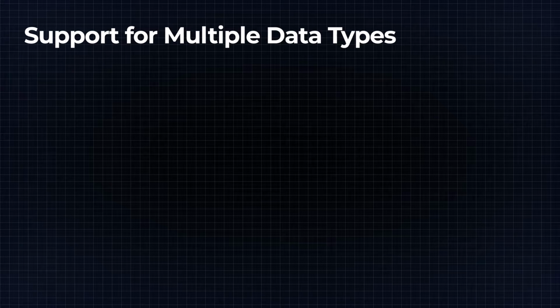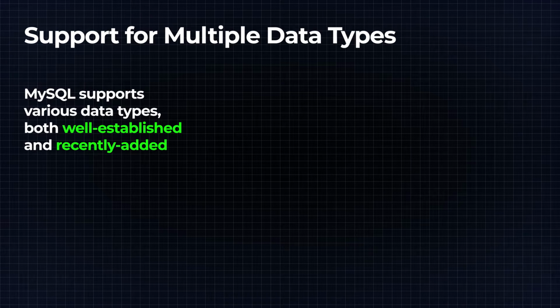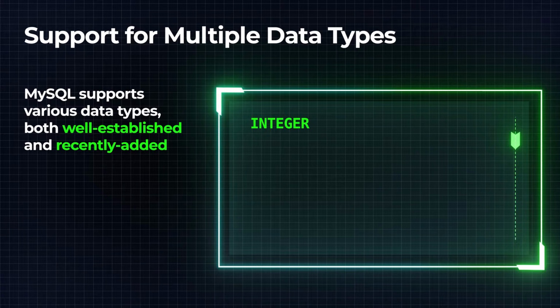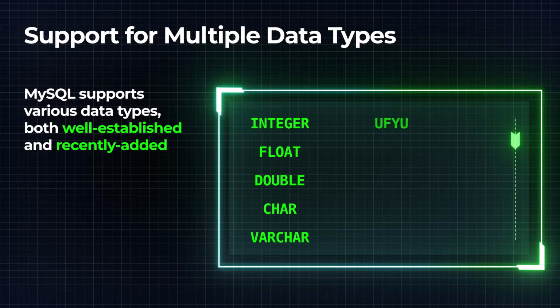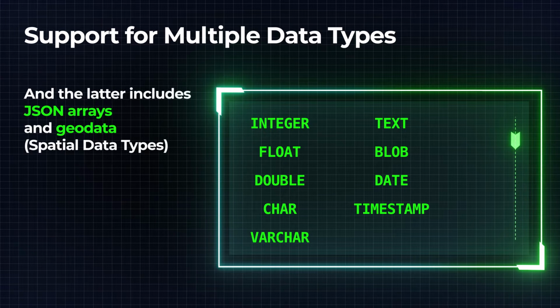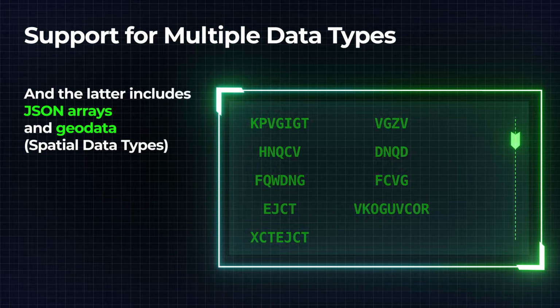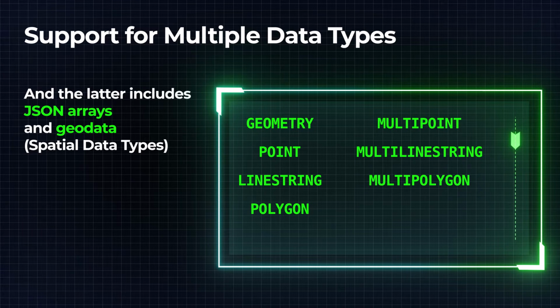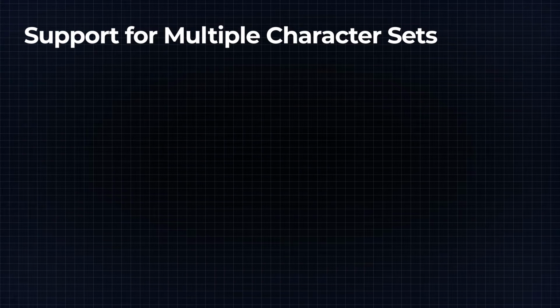Support for multiple data types. MySQL supports various data types, both well-established and recently added. The former includes integers (INTEGER), floating point numbers (FLOAT, DOUBLE), characters (CHAR), variable length strings (VARCHAR), text (TEXT), binary large objects (BLOB), dates (DATE, TIME, TIMESTAMP). And the latter includes JSON arrays and geodata, spatial data types: GEOMETRY, POINT, LINESTRING, POLYGON, MULTIPOINT, MULTILINESTRING, MULTIPOLYGON, GEOMETRYCOLLECTION.